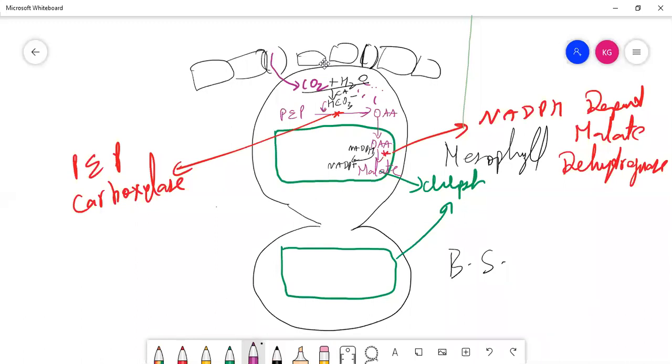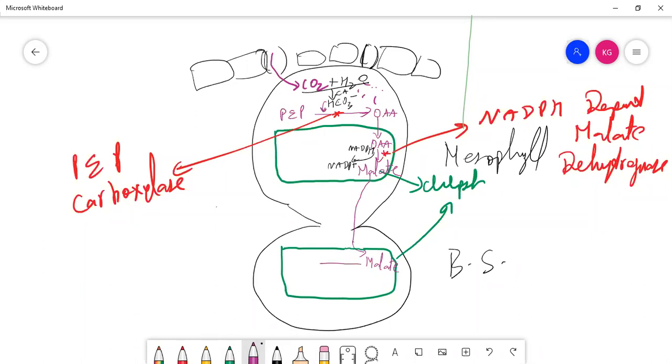Now this malate is transported to the bundle sheath cells, enters the chloroplast. It enters the chloroplast of bundle sheath cell. This malate has come here. It is a 4 carbon compound. Malate comes over here. This is a 4 carbon compound. Okay, now see what happens. So we have come to the bundle sheath. Now what will happen in the bundle sheath?